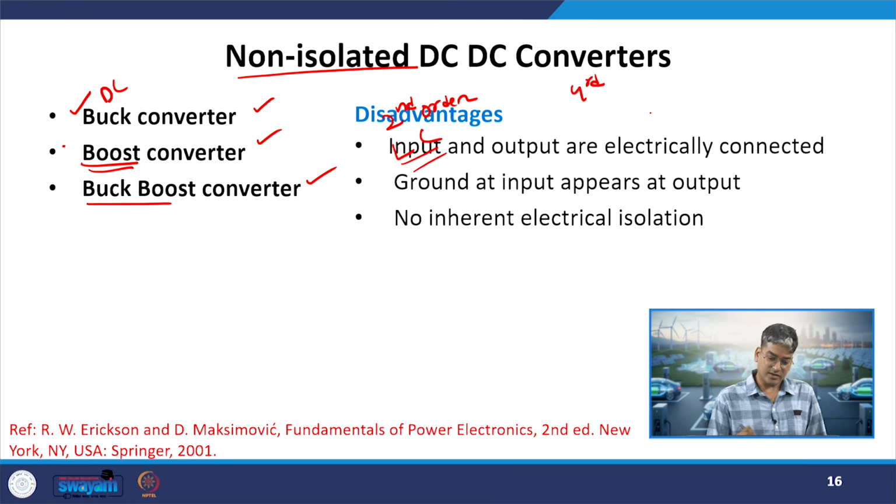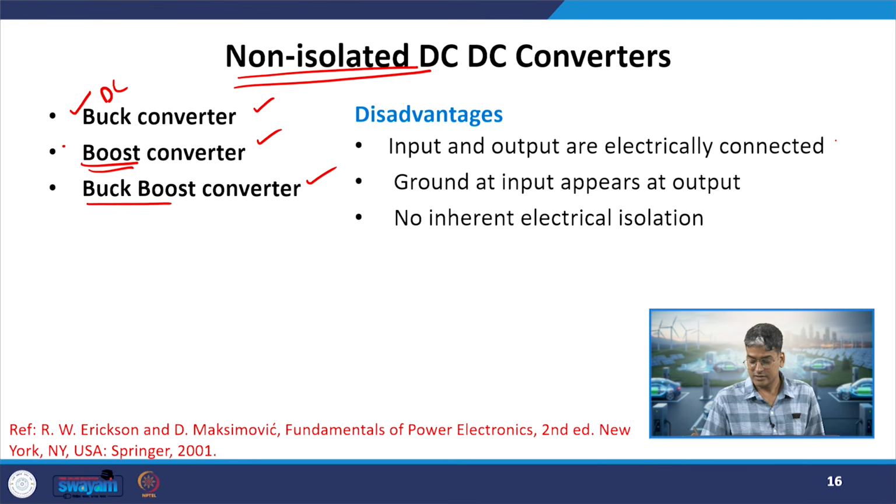So, what are the limitations of this family of converters? Whether we go for second order or fourth order, we will find some limitations with the non-isolated DC converter, which are listed over here. First is, input and output are not electrically isolated, they are electrically connected. What is the meaning of that? I can start from the source point and reach the load point by following the electrical paths. So there is no isolation or breakage in the electrical path.